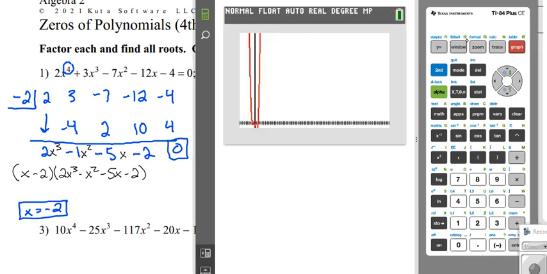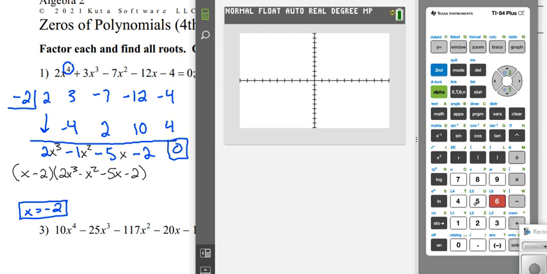When you graph, I am way zoomed out. I'm going to hit zoom in 6. It will take me to the quartic that we were given. You see it crosses through in 1, 2, 3, 4 places, which means we are going to have 4 real zeros. One of them is -2, and it is right there.